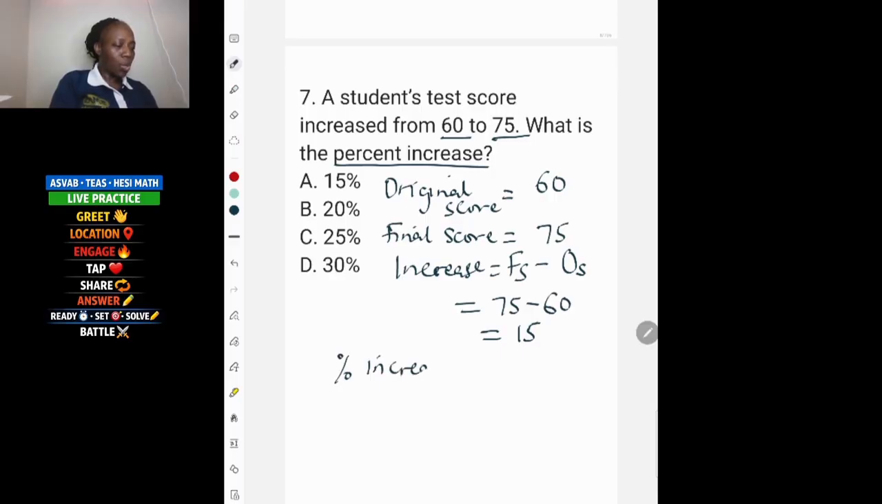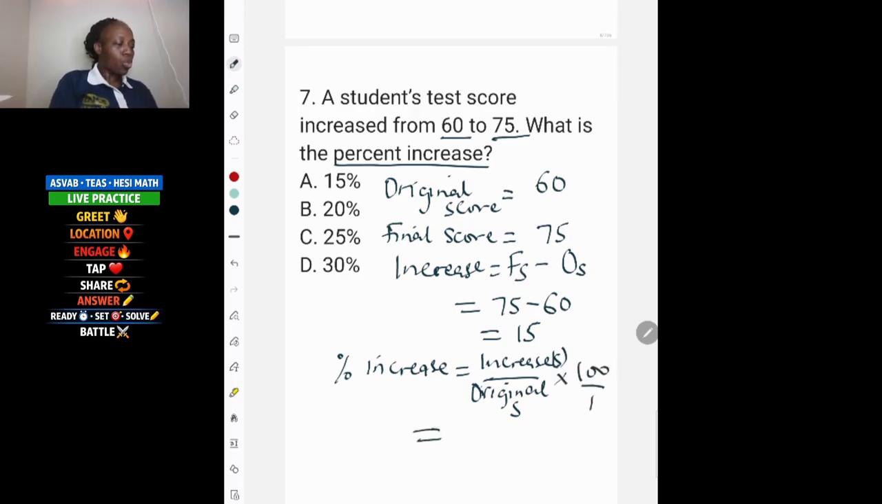Percentage increase is now what? That will now be increase. The formula is increase over original. I will say OS because of my space. OS is original, or let me write original. Original score, increase score, then multiply by 100 over 1.